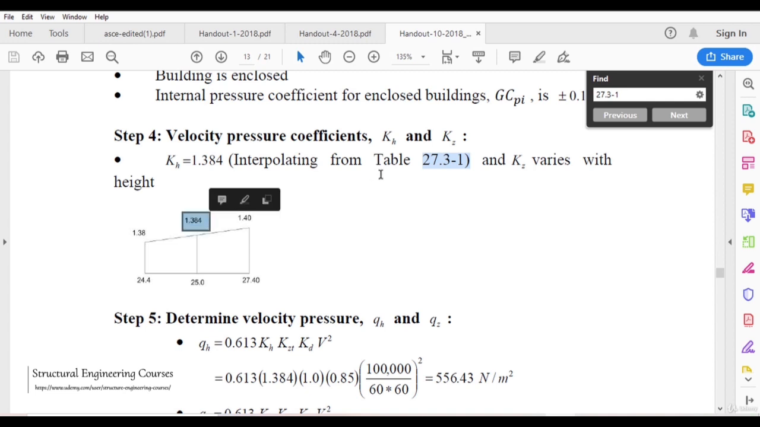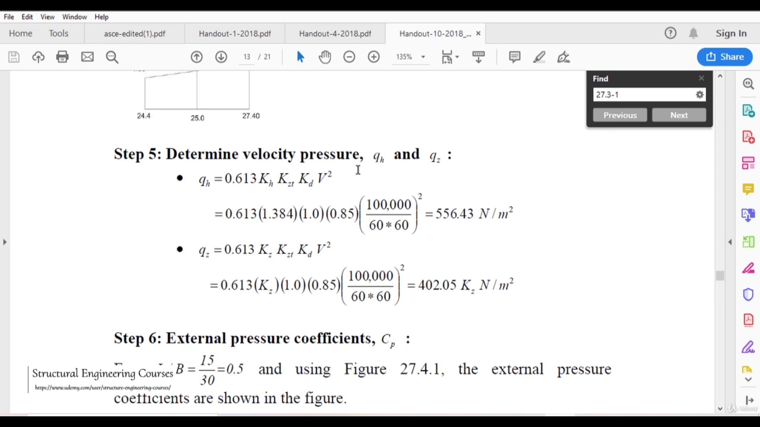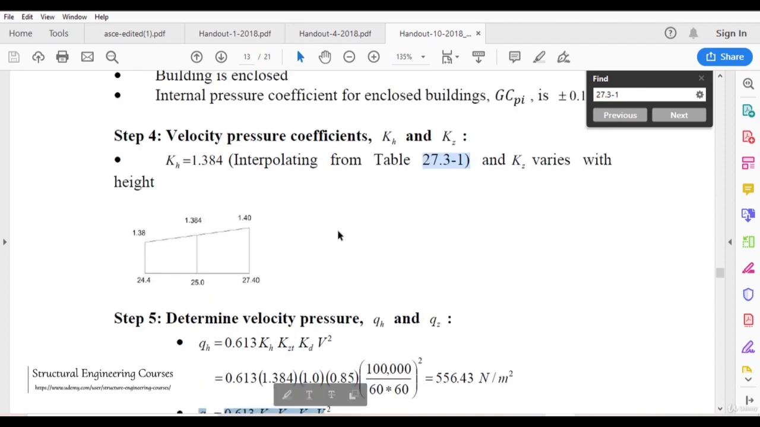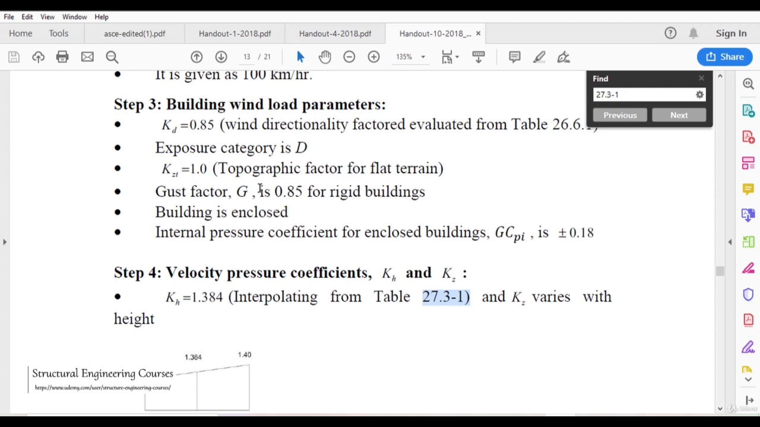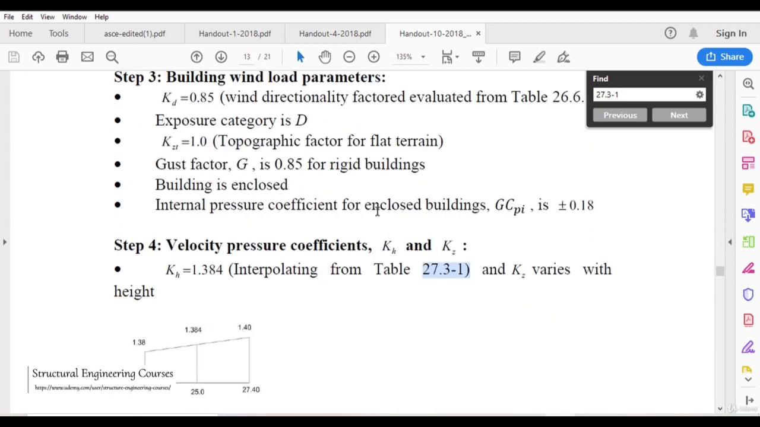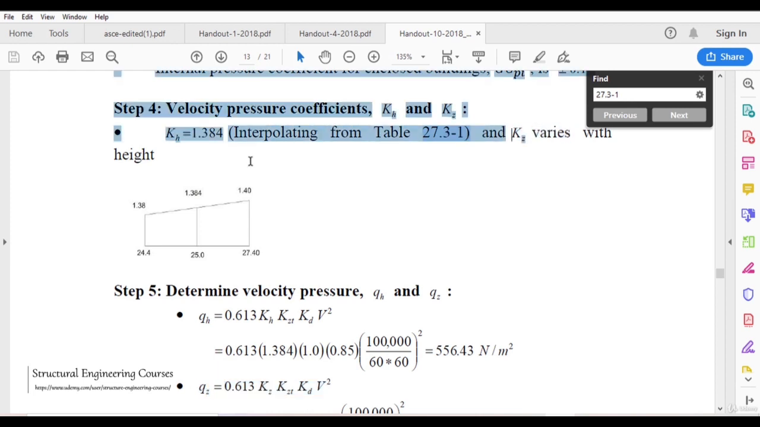After that, we do need to determine the velocity pressure, QH and QZ. So if we talk about this value here, QH is nothing but 0.613 into KH into KZT into KD into V square. Both of these formulas might be looking familiar or similar to you, but here we can see that this is the KH. To determine the QH, we calculate KH, and to determine the QZ, we calculate the KZ. Obviously KH is 1.384 that we are talking about. And KZ is something that varies with the height.